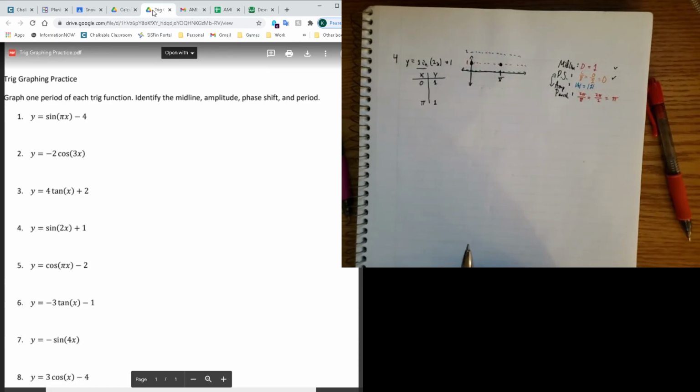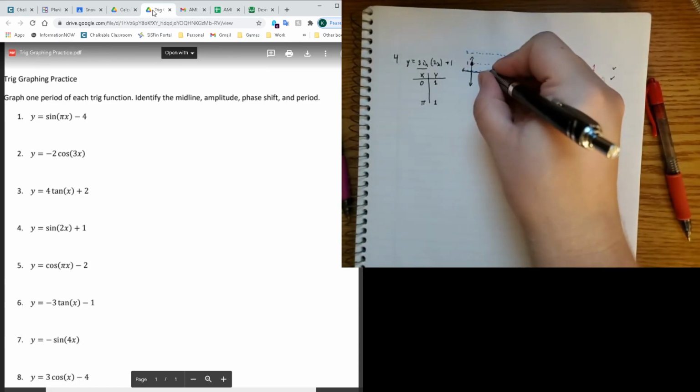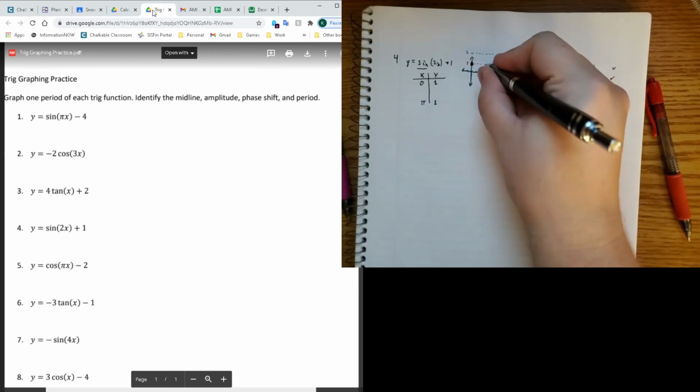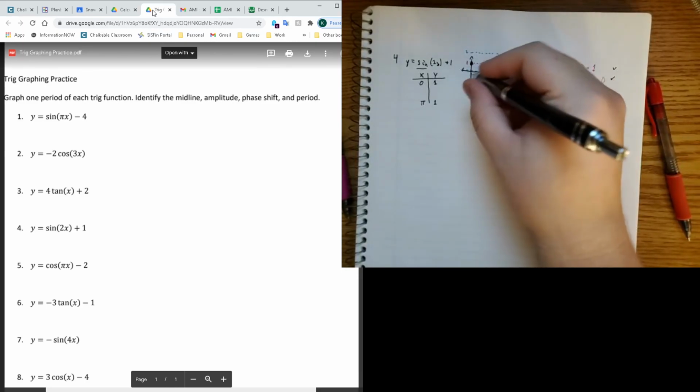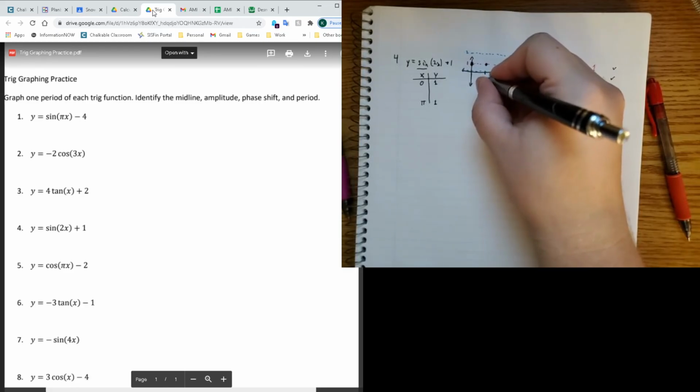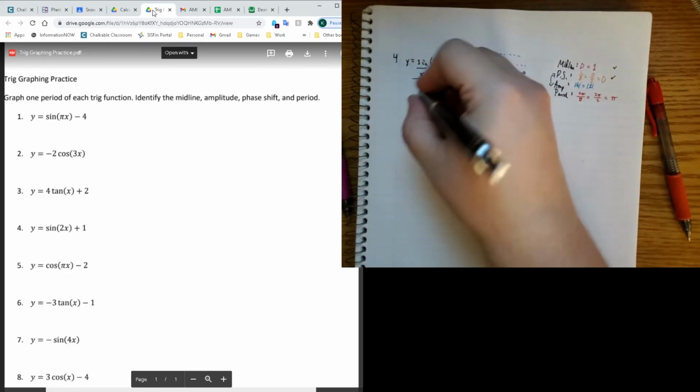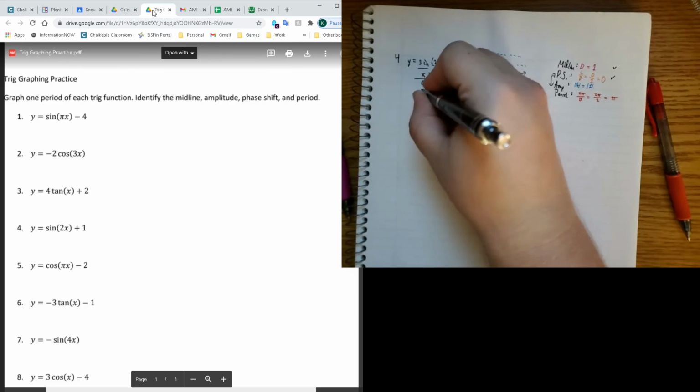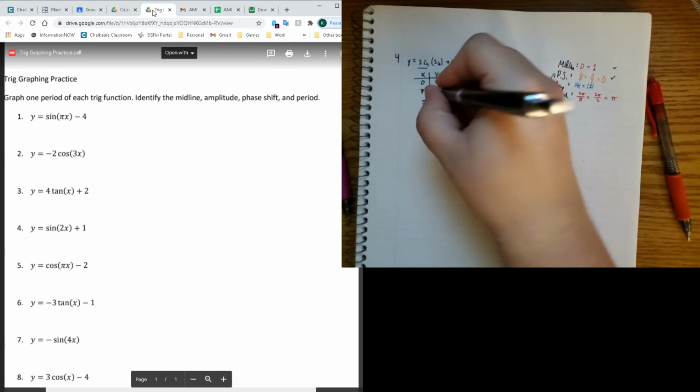Looking good. So I got my 2 points. Now, in the center of those two, since this is a sine function, we'll go another point on the midline. So the center between 0 and pi is pi over 2. At pi over 2, I'm going to be back at 1 again.